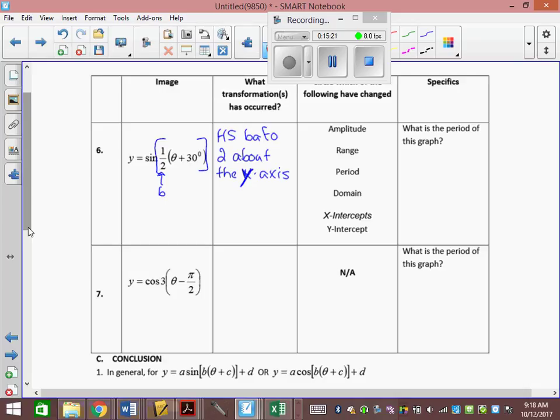Didn't change. So we have 30 degrees as our c value. So if I went to find the period of this graph, am I going to use 2 pi over the absolute value b or 360 over the absolute value b? 360.